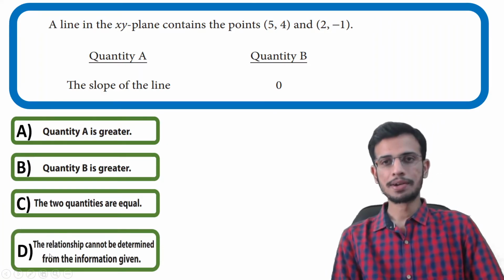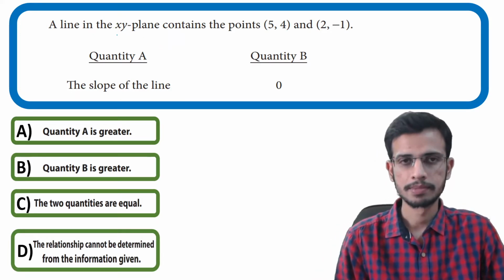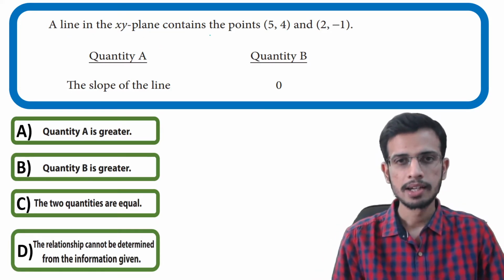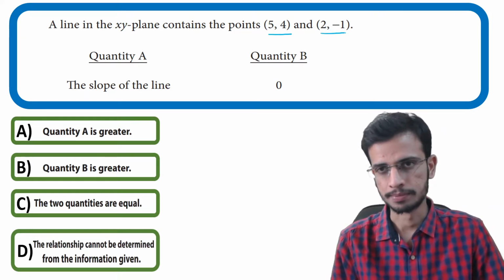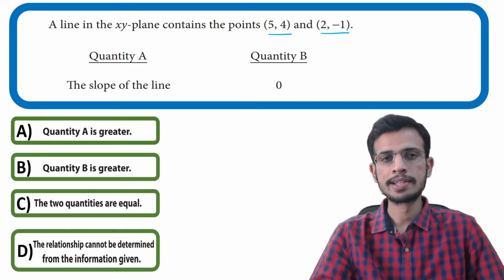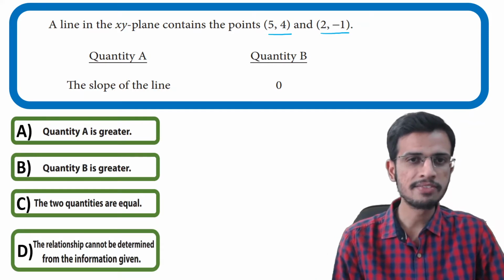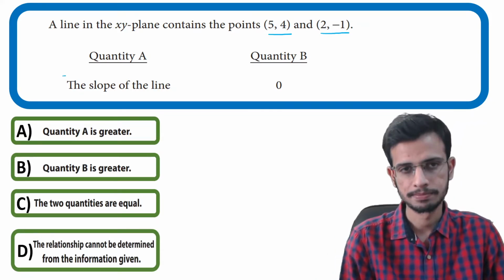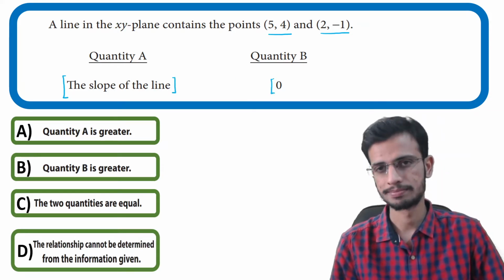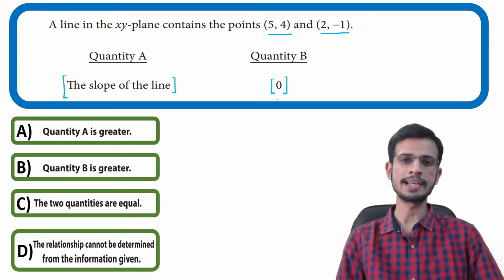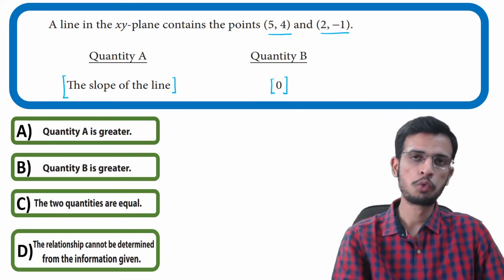Let's go to the next question. There is a line in the xy plane that contains the points (5, 4) and (2, -1). On this line we are given two points. Quantity A is defined as the slope of the line, and quantity B is 0. You have to find the numerical value of quantity A.